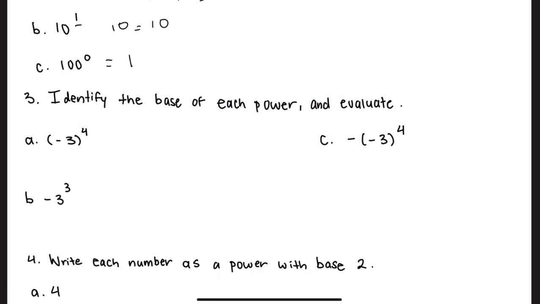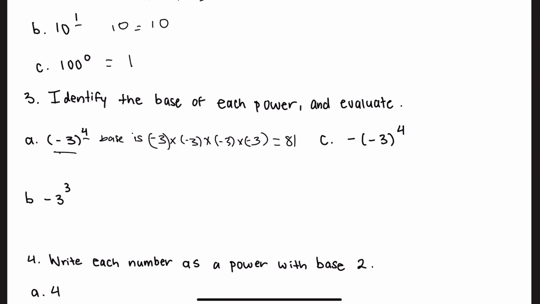Next we have identify the base of each power and evaluate. So here we can see that our base is minus 3. So how many times is it being multiplied by? What's our exponent? Our exponent is 4. So it's simply just going to be minus 3 times minus 3 times minus 3 times minus 3. 4 times, which is simply going to give us 81.